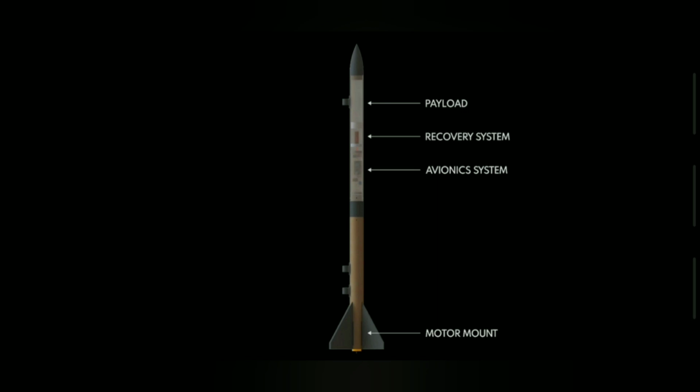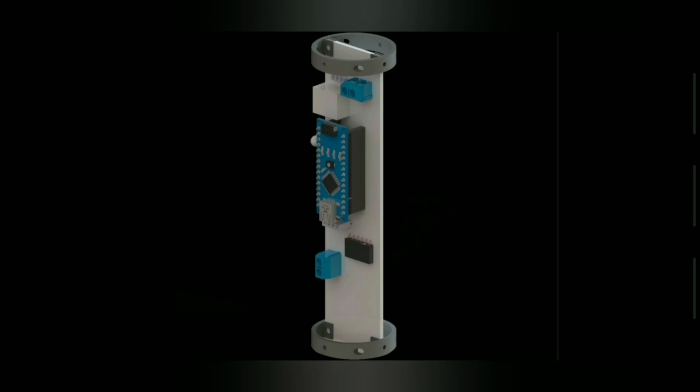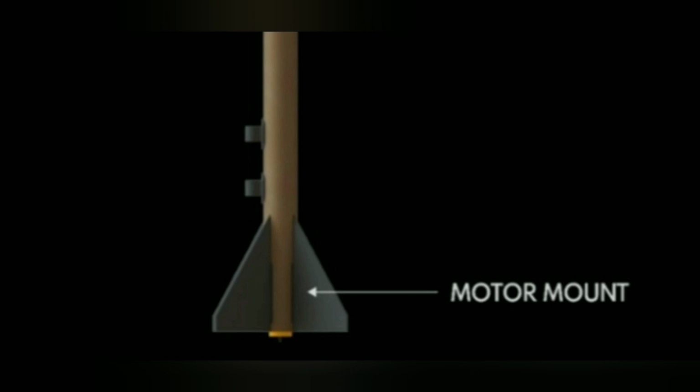The next part is the body tube. It is the main body of the rocket. It consists of the payload and recovery system. The recovery system has a parachute which provides safe landing to the rocket. The payload is the part where real-time data monitoring is done. It has the main avionics system, which has various sensors and a microcontroller. The bottom part of the body tube is designed to fit the motor.